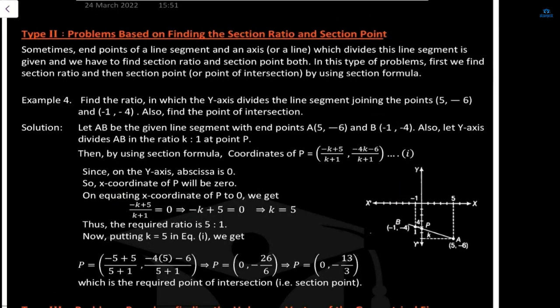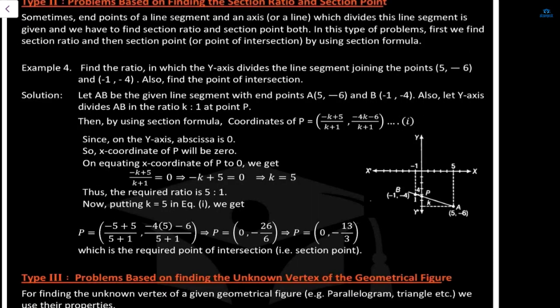Like problem based on finding the section ratio and section point. Section ratio means in which ratio it is dividing the line, and section point means the coordinates of the point which is dividing the line in some ratio. Now, how will you do it here? See, for example, you'll have a line. The endpoints of the line will be given to you, and any axis will be dividing the line. Like here you can see in this question, the y-axis is dividing the line at a point P.